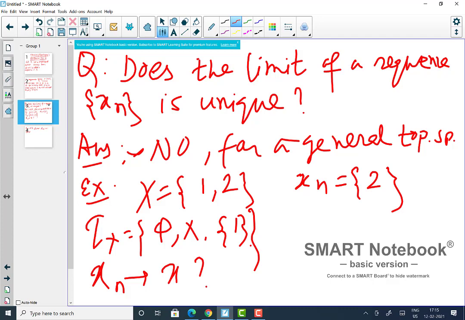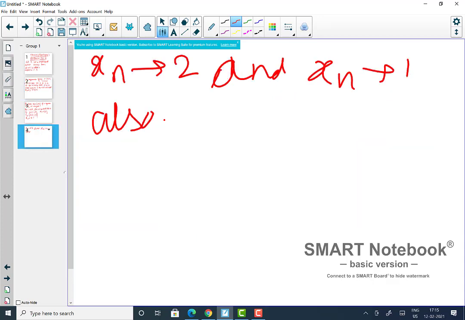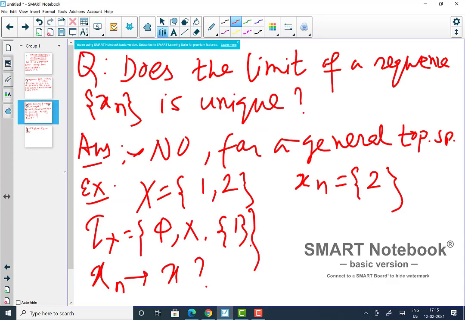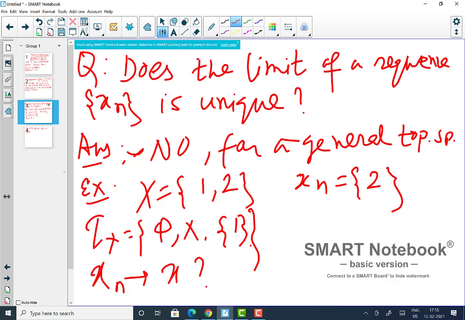You will be surprised why, because for a constant sequence the limit should be 2, right? Why 1? By the definition of convergence of a sequence to a point x, whenever you have a neighborhood which contains x, you will have a natural number such that the tail of x_n belongs to that open neighborhood, for every neighborhood. Now look at this topology: what are the neighborhoods of 1? There are two neighborhoods, right? Only one.